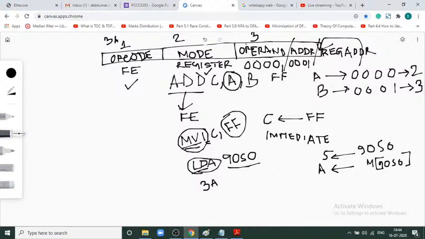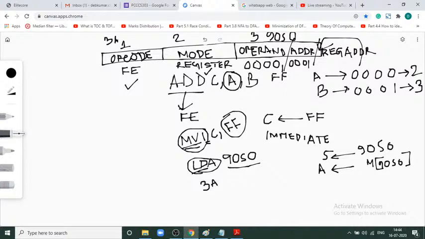And in the third field or operand field, is there any operand directly specified? 9050 is not a data, it is an address, so the operand cannot be specified in field 3. Is there any address where the data is stored specified in the instruction? Yes, 9050 is an address where the data value 5 is stored, which is directly specified in the instruction. So in field number 3 I should write 9050.